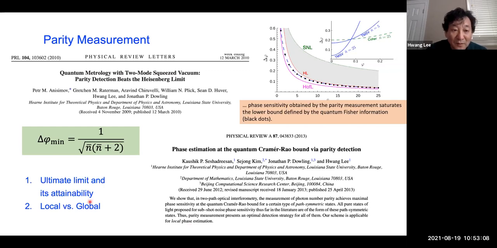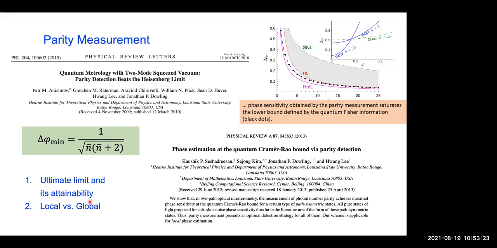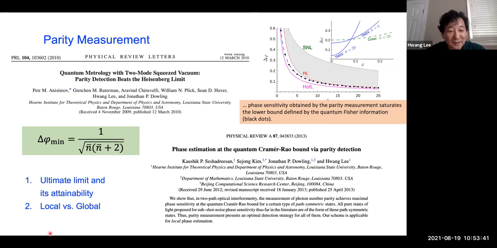Okay, so I would like to talk about this ultimate limit and its attainability and local versus global, but my time is up. Isn't that right, Mark? Yes, essentially. It's such a nice tutorial that I didn't want to interrupt. Do you want to just give some closing statements? Yeah, or say a few words about this, and then that'll be the end of the talk. Let me pass all of them.